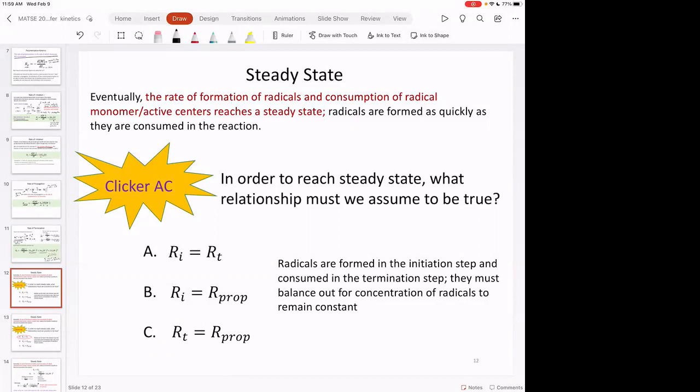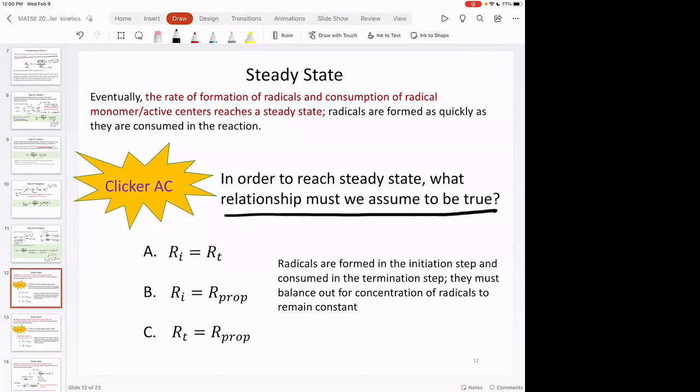Okay. We've started making radicals, we've started terminating radicals, we're propagating radicals. And so eventually the rate of formation of radicals and consumption of radicals reaches a steady state. And a steady state means nothing's changing in terms of more radicals or less radicals. So we have an equal concentration of radicals as a function of time. In order to reach steady state, what needs to be true?